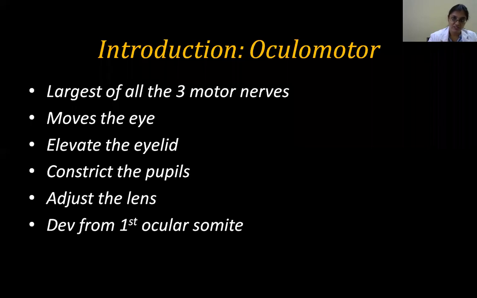When you're looking again here, there is adduction, then elevation of the eyelid, then the constriction of the pupil, as well as adjusting the lens. So these are the actions of the oculomotor. Then, as I told you, these are the muscles which arise from somites.